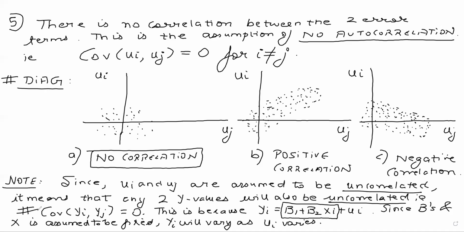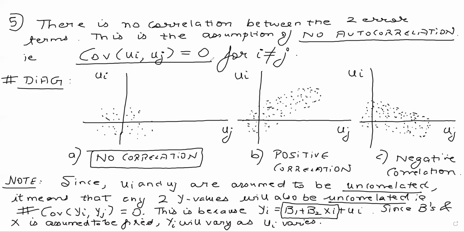Now guys, understand this. All this is happening for one fixed value of x. Let me put it in a much better way. For one fixed value of x, you have lots of values of y and lots of values of u's. But when I talk about covariance of ui and uj, this is across different values of x.